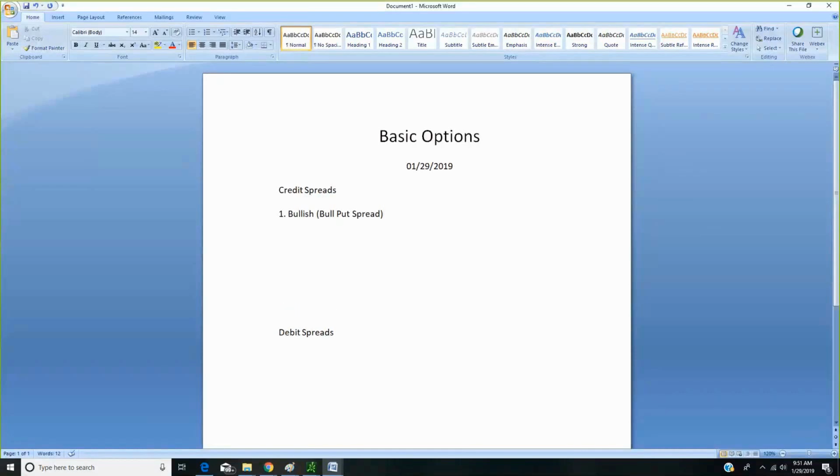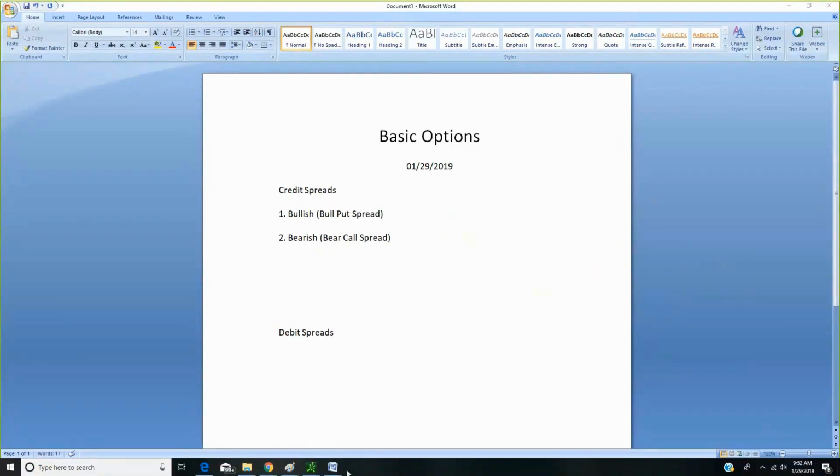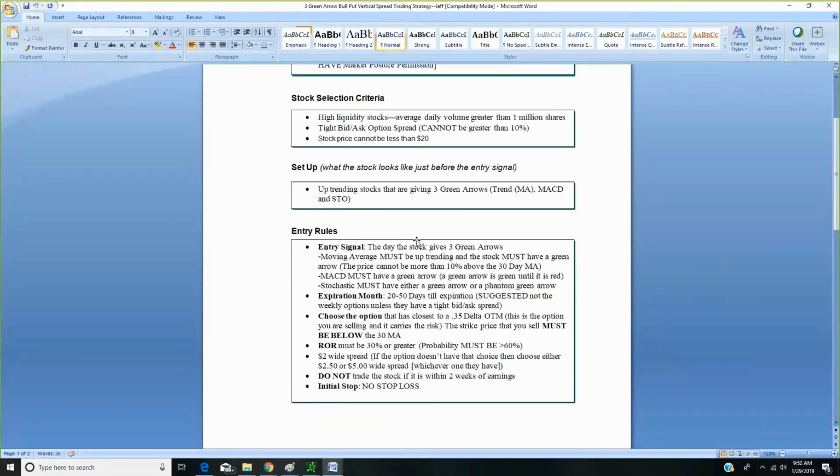Now, we can do a bear call spread. So a bear call spread is when you're bearish, right? Just like a bull put spread, when a stock is going up, we want to buy it. Well, when a stock is going down and it's at resistance, that's when we want to sell the bear call spread.